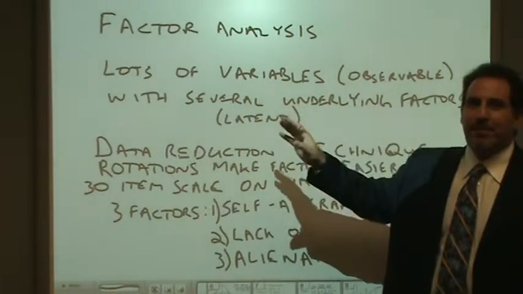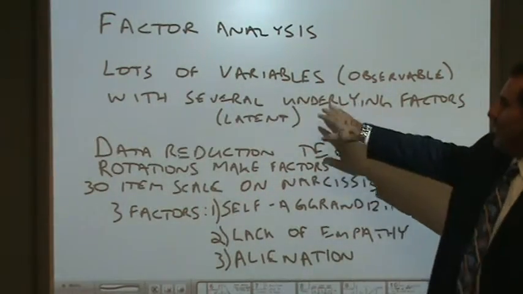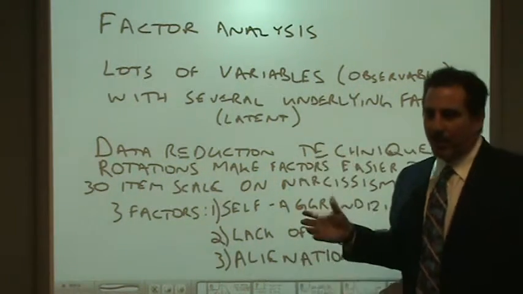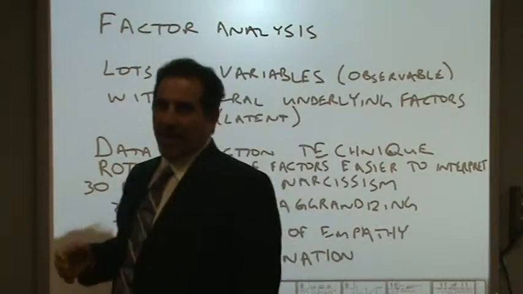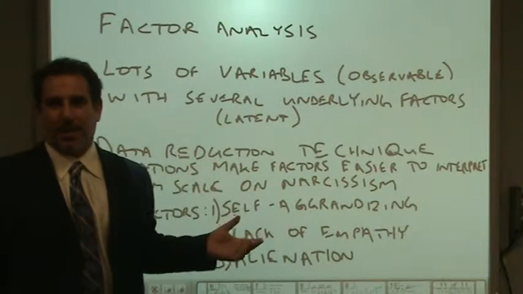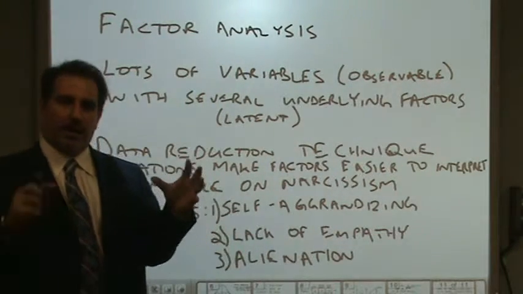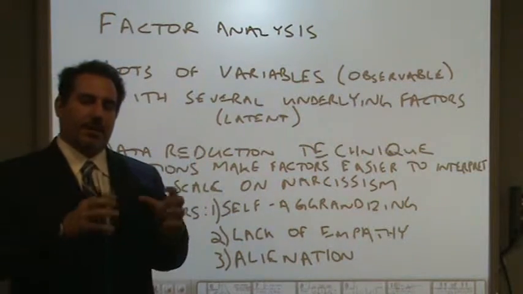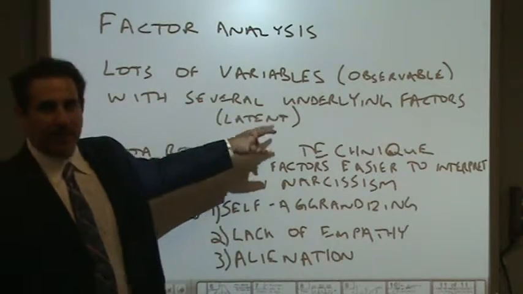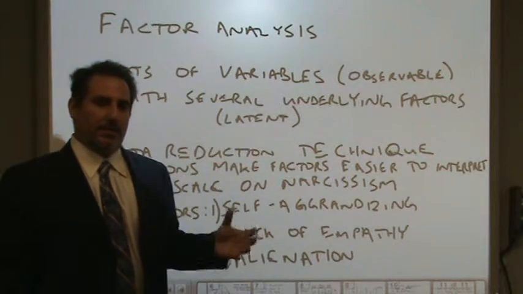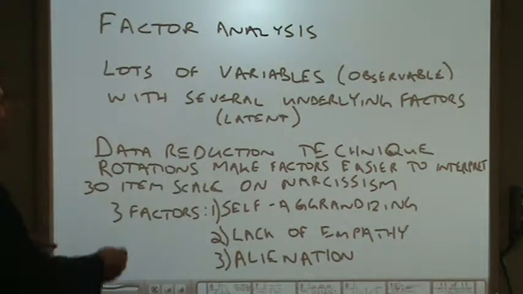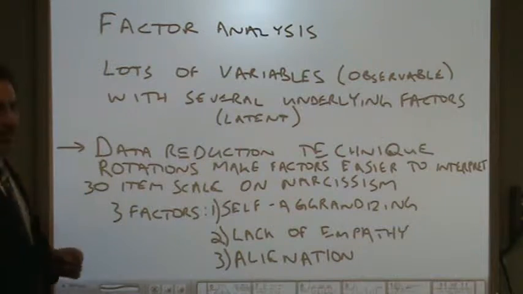for those of us who are familiar with narcissism, we know that there are several underlying factors that go along with being a narcissist. And so a question that someone who makes such a scale might want to ask is, are our variables grouping together in accordance with the latent factors, the underlying factors that are associated with narcissism? So that's why factor analysis is called a data reduction technique.